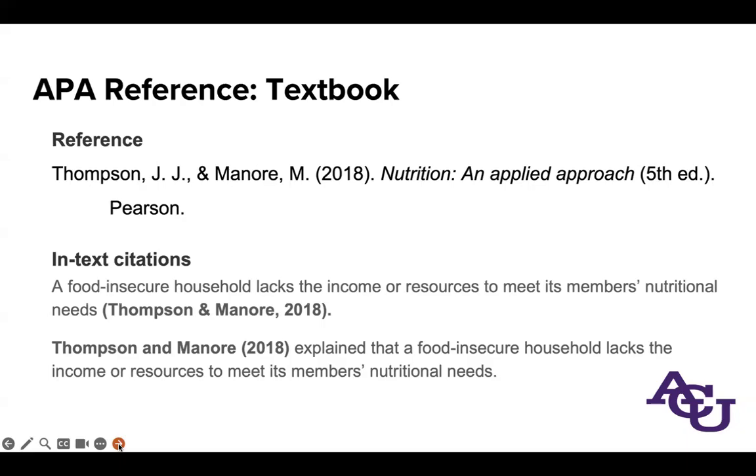For the in-text citations, again, you can cite with the authors' last names connected by an ampersand in parentheses with a comma and then the year: Thompson & Manore, 2018 in parentheses. Again, I encourage you to stick with parenthetical citations in your reflection because the names in text could be distracting instead of clarifying. But in the future, or if you really want to name them in your sentence, you can write out the word "and" to connect the names of two authors: Thompson and Manore (2018) explained.